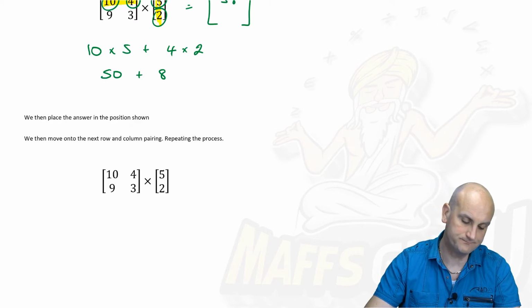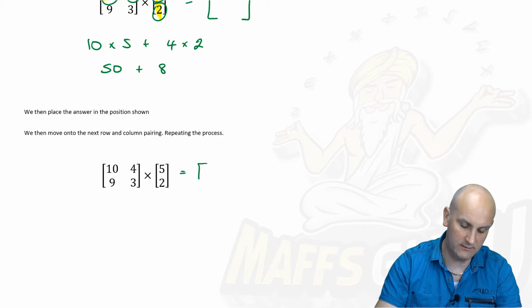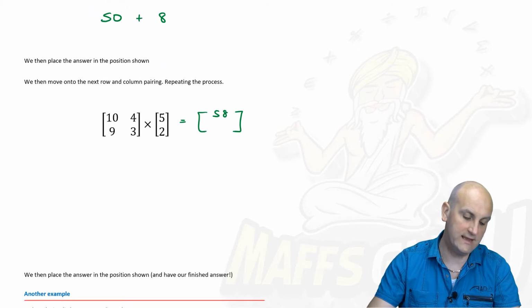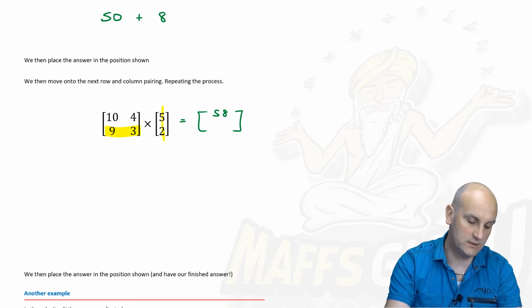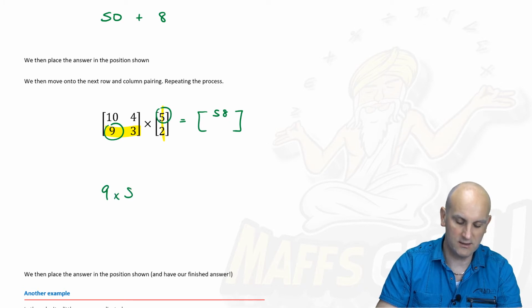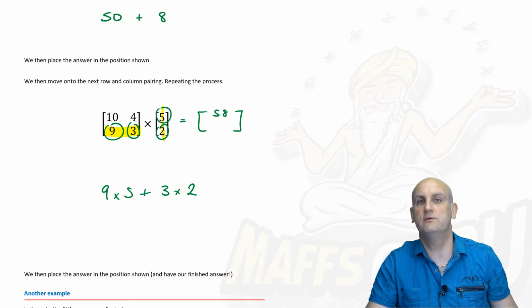What do we do now? Well, I'm going to copy that value down because I'm going to forget it otherwise. And so we now move on to the next row and column. So we've got this row and this column. So bearing in mind we do the first number and the first number paired, which is 9 times 5. The second number and the second number paired, 3 times 2. And we add the result of those together.